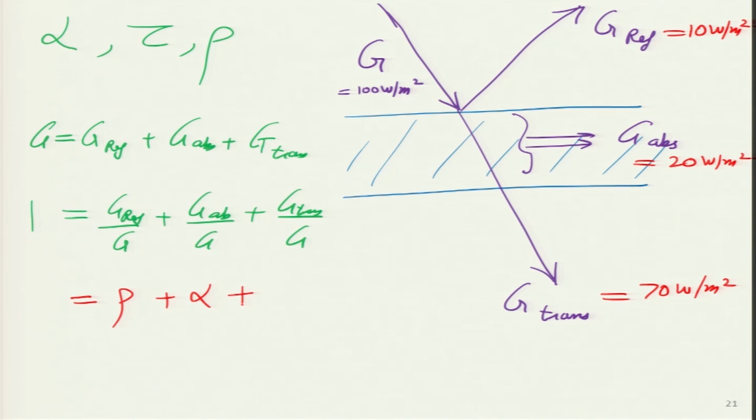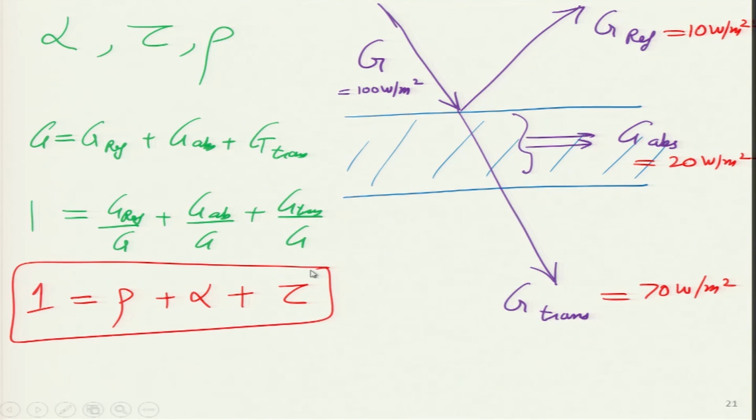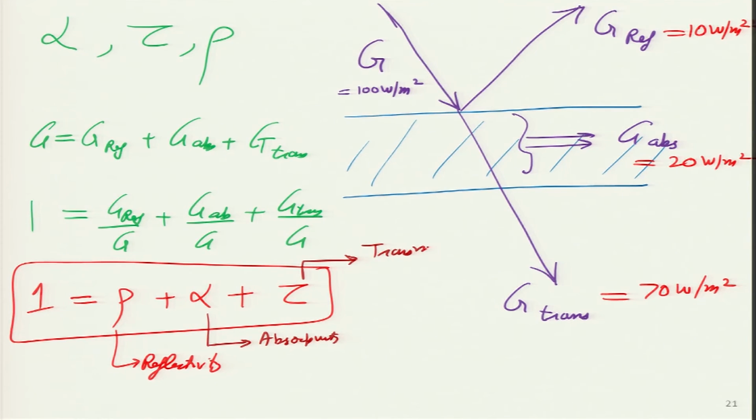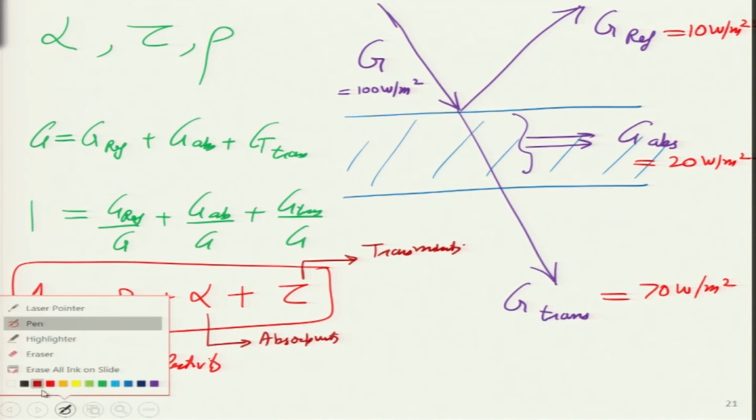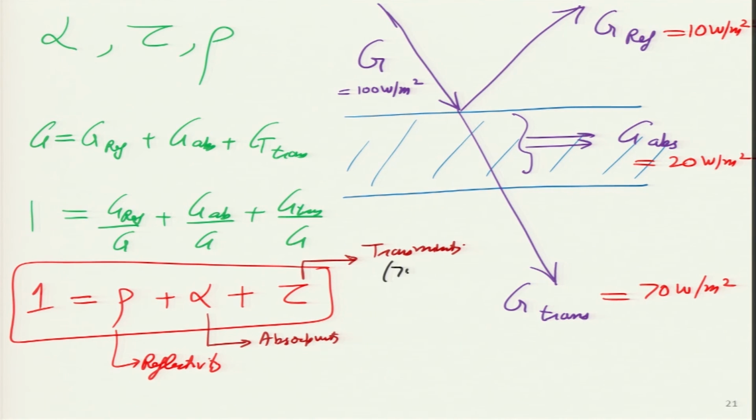So, it is so simple and straightforward. If you add all of them together, it will turn out to be 1, where this is the reflectivity rho, alpha, absorptivity, and tau, transmissivity. So, in this particular example, what are the values that we got? Transmissivity was 70%, absorptivity 20%, reflectivity 10%. So, we add them together, we get 100%.